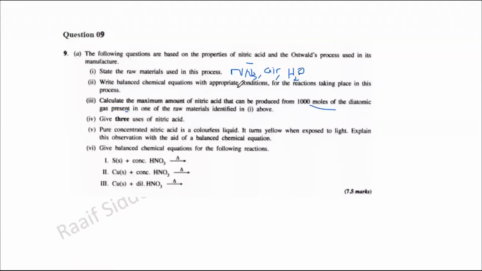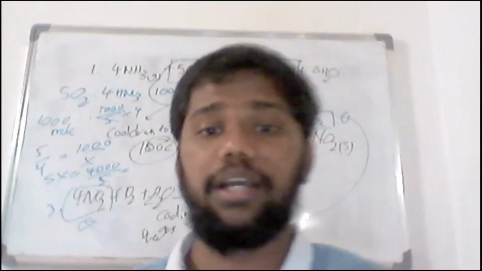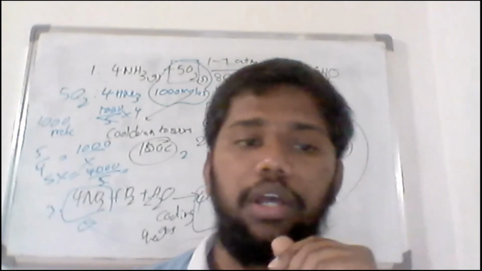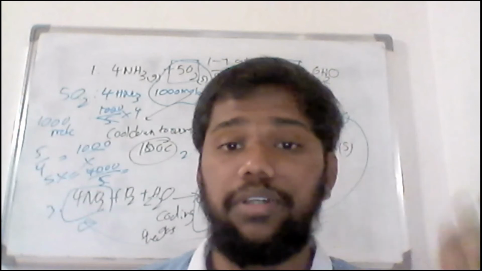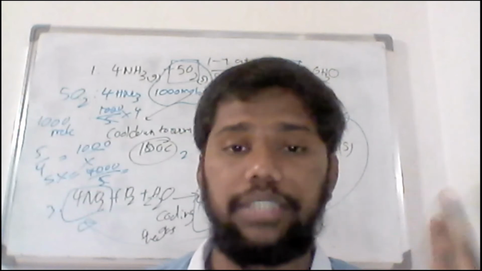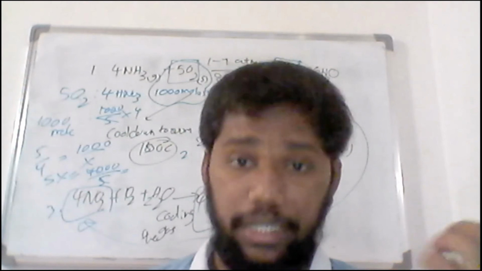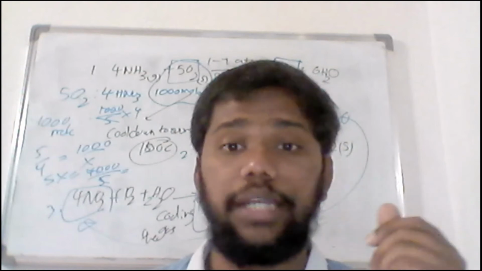So this is what they have asked here. You can do this calculation. That is very simple, I don't have to tell that. And we have another question, give 3 uses of nitric acid. So remember, the main use of nitric acid in Sri Lanka is to produce fertilizers. Okay, so that is the main use. And then we can use nitric acid even for making explosives, for example TNT, and we can use it for making gunpowder, KNO3, using this nitric acid.